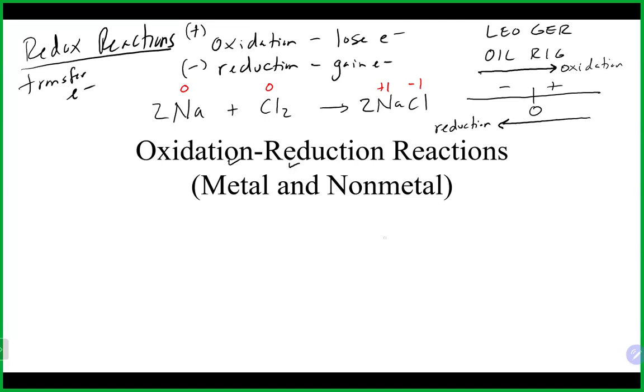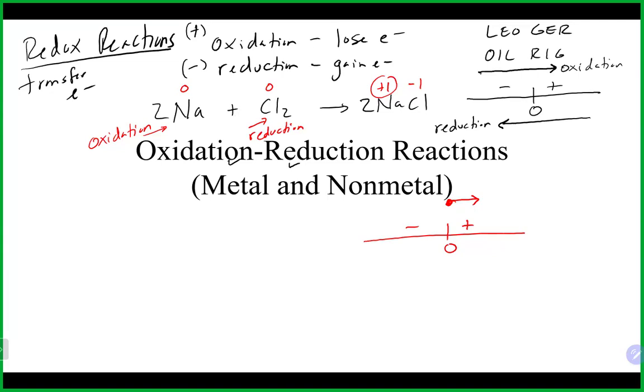So once again, how we could use our number line to help us is very simple. When I look at the sodium on the left-hand side, it started at 0, which is like there. On the right-hand side, the sodium ended at +1, which is heading in this direction. It is heading in the positive direction, which means that the sodium here is going through oxidation. By the way, as soon as I know the sodium is going through oxidation, by default, the chloride is getting reduced or going through reduction.